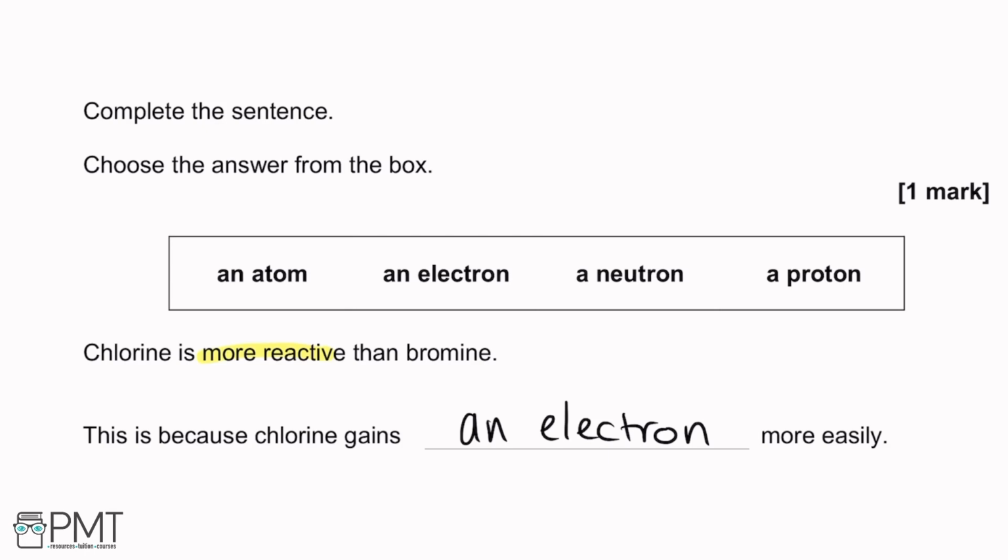So what we did in figure 8 when we were talking about the covalent bond and the sharing of electrons, this is an example of when we're talking about reactivity. Could it be an atom? Well, could chlorine gain an atom? No, probably not. And a neutron and a proton, well, they've got nothing to do with reactivity. So the correct answer for 1 mark was an electron.